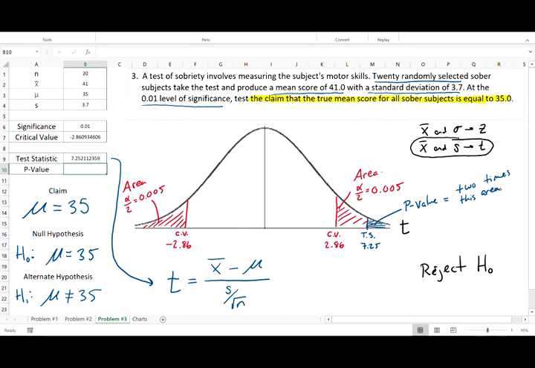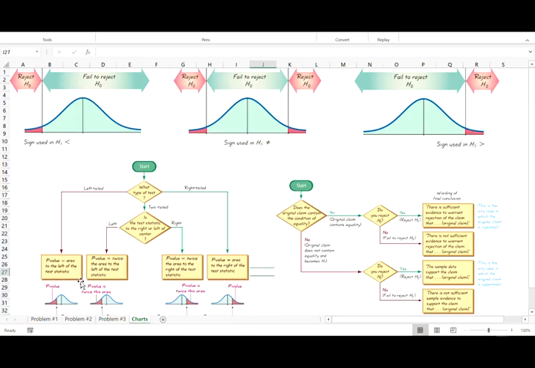And if we wanted to use the p-value method, the p-value is going to be 2 times the area outside of the test statistic because there are 2 tails. Let me go back over here to the charts. This one on the left is how you find p-values. What type of test is it? Left tail, right tail, or 2-tail? This is a 2-tail test. Is the test statistic positive or negative? It's positive. So the p-value equals twice the area to the right of the test statistic.